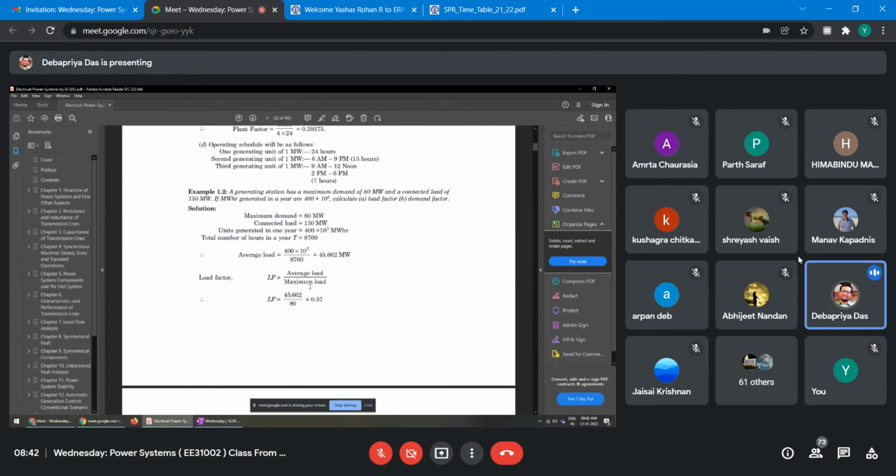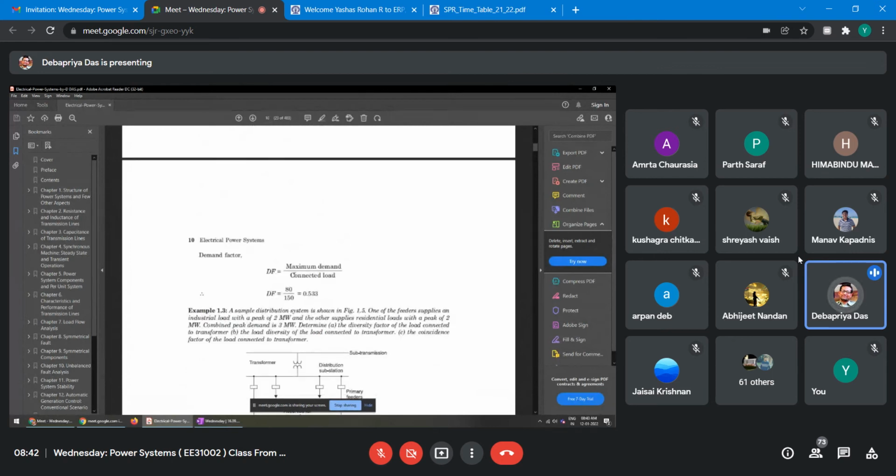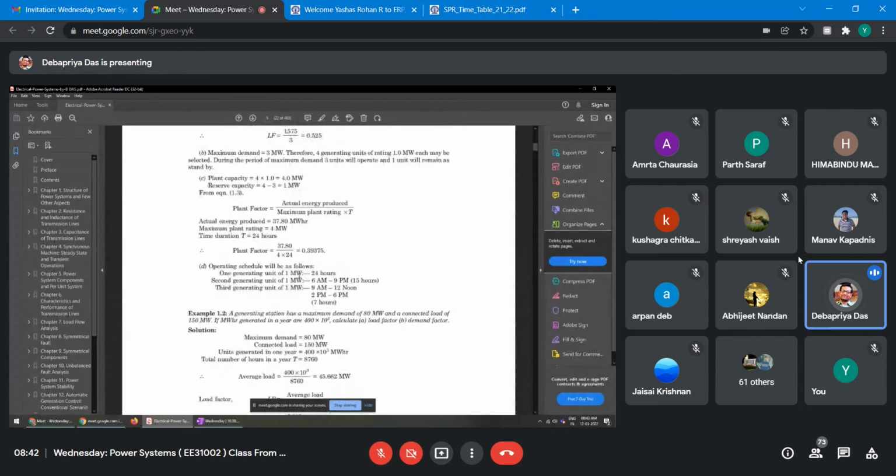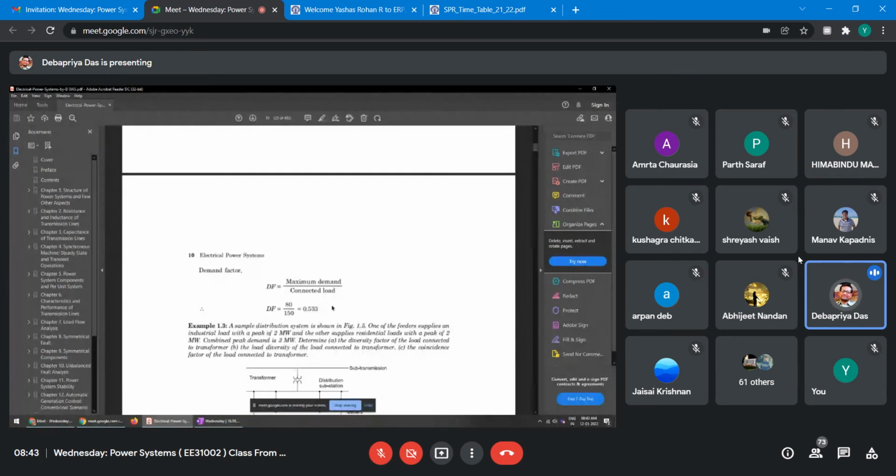Therefore, 45.662 upon 80, so 0.57. So this will be your load factor, right? And then demand factor is maximum demand by connected load. Here the maximum demand is 80 and the connected load is 150. So directly you can find 80 upon 150, so 0.533, right? This is the demand factor.